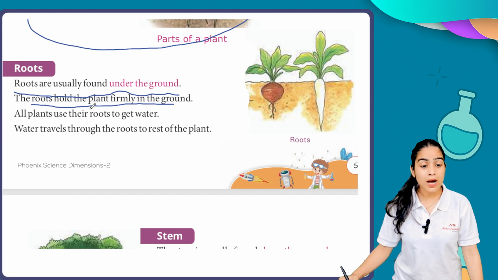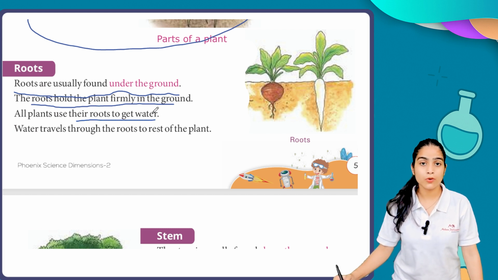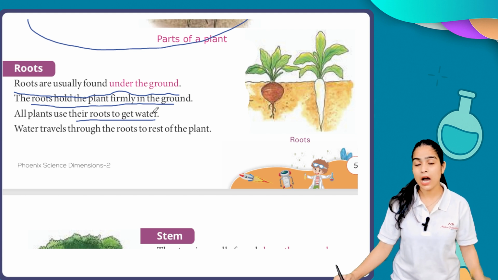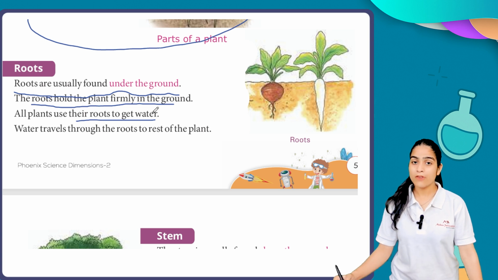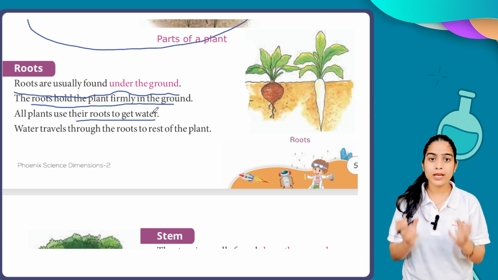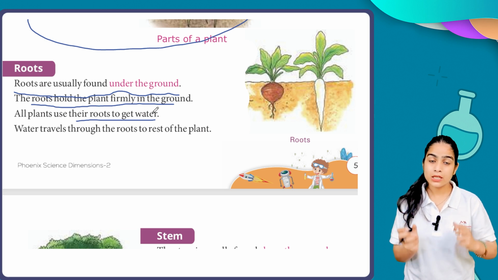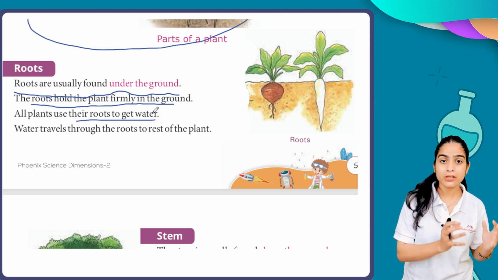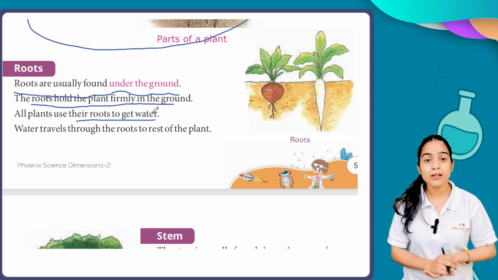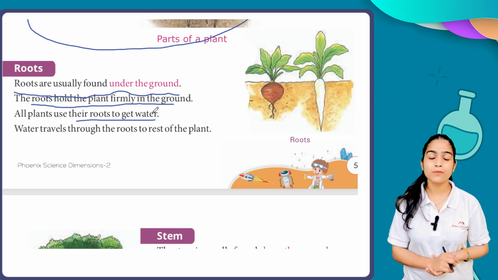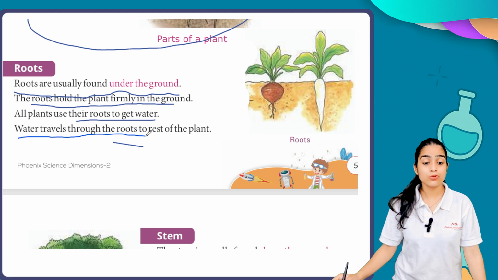So that's why roots are not visible. Next, all plants use their roots to get water. So the water you pour in your plants, how does the plant get it? The plant gets it with the help of its roots. While you are pouring water, the soil absorbs it. So it does not mean that the soil uses the water. Soil passes the water into the roots. After getting the water into the roots, the roots will supply water to different parts of the plant. Next, water travels through the roots to the rest of the plant.